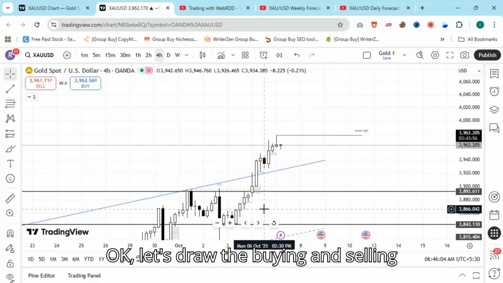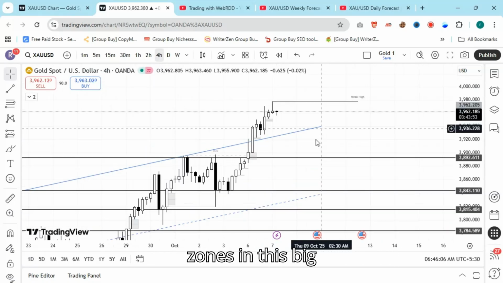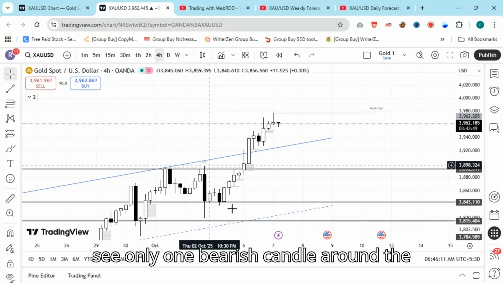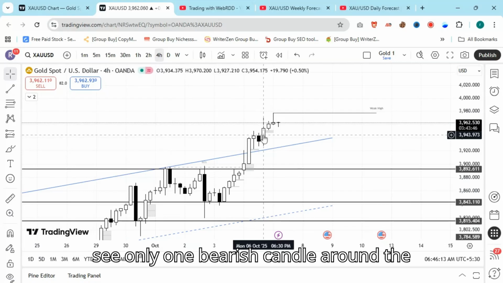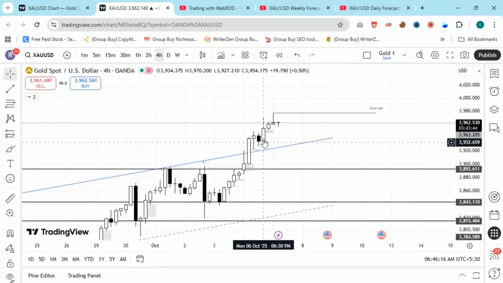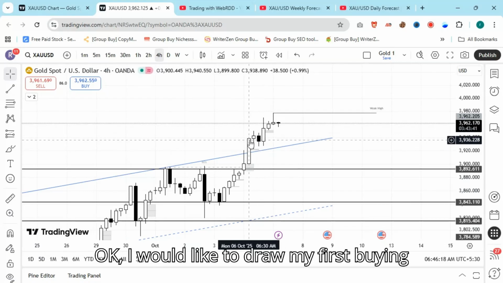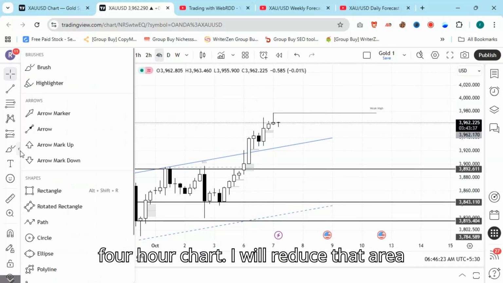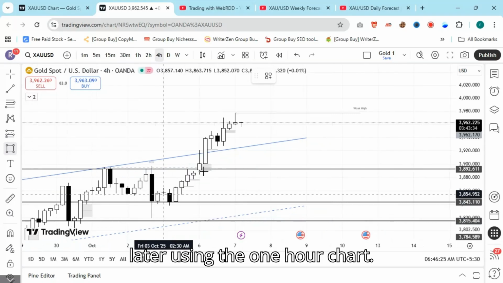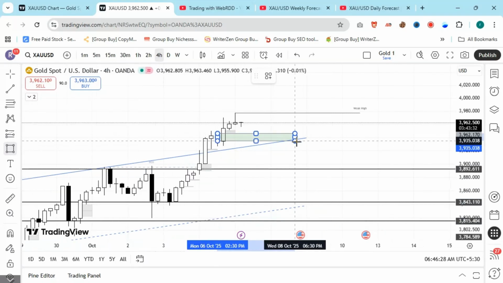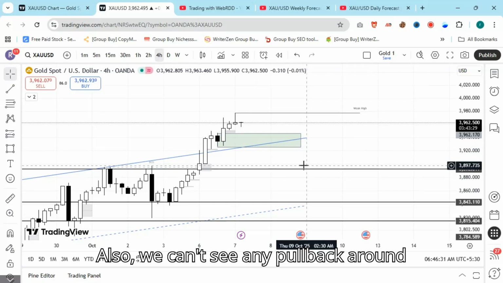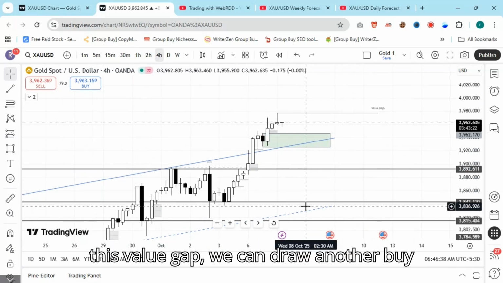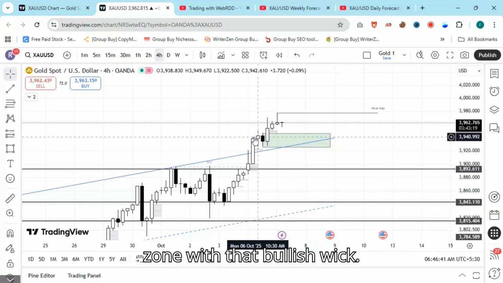Okay, let's draw the buying and selling zones. In this big rally on the 4-hour chart, you can see only one bearish candle around the 3935 area. I would like to draw my first buying zone around this bearish candle on the 4-hour chart. I will reduce that area later using the 1-hour chart. Also, we can't see any pullback around that area, but with that big wick and this value gap, we can draw another buy zone with that bullish wick.